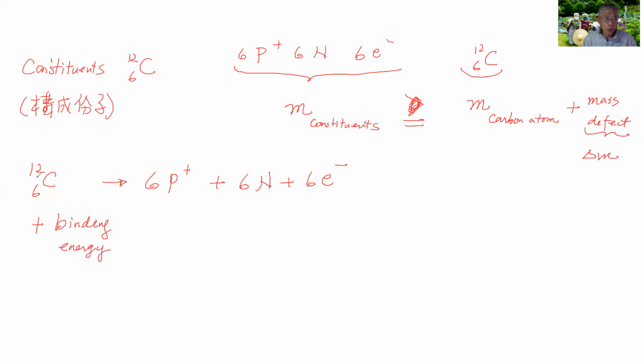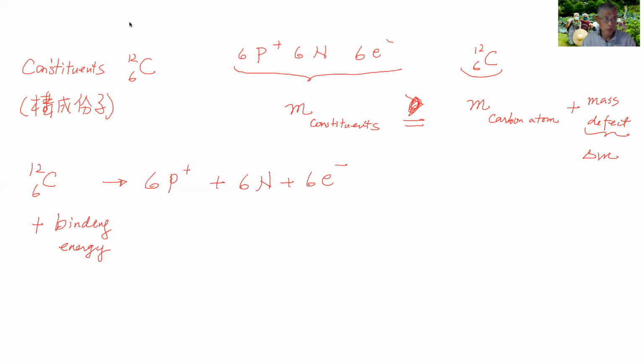Okay, so if I put binding energy into a carbon-12, then I can break them apart. And just like with a carbon atom, I need to add some more mass defect, then I can actually get back to the mass of the constituents, which are the 6 protons, 6 neutrons, and 6 electrons. All right, so this binding energy, as you can see, is coming from this mass defect.